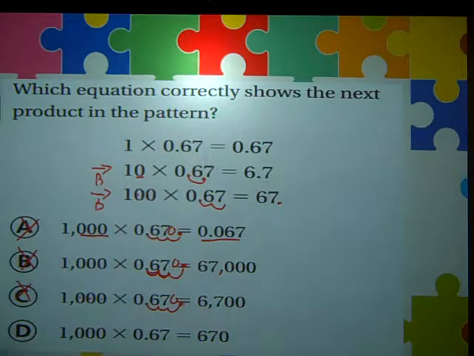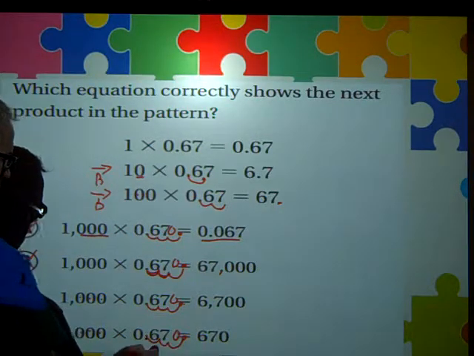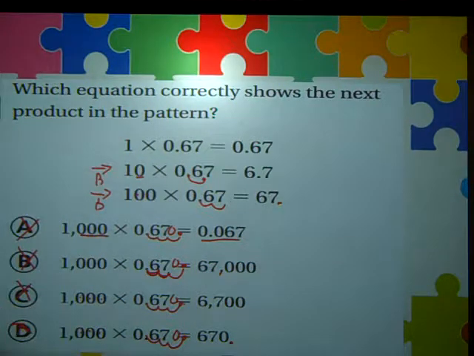So let's look at D. It must be D, but let's make sure. 1, 2, 3 places to the right. 670, 670. That is correct. D would be my answer. Okay. All right. Kind of getting the habit. Let's practice one more here.